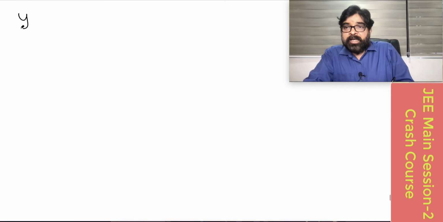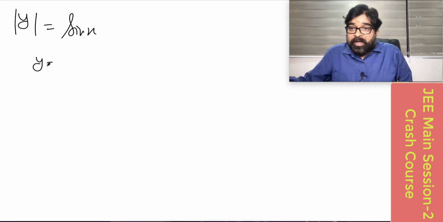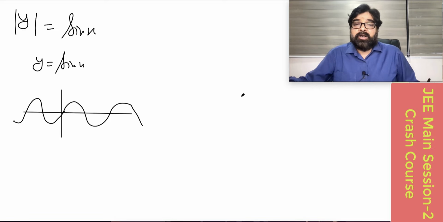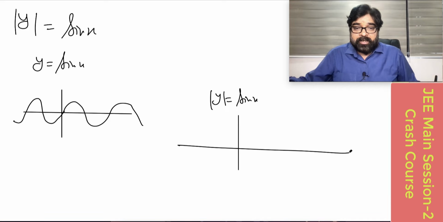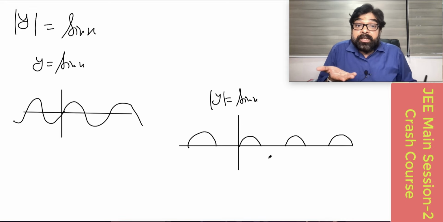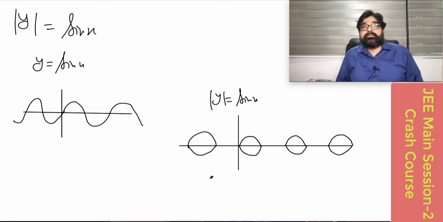For example, suppose somebody says draw mod y equal to sin x. So first I will draw y equal to sin x. Y equal to sin x graph, how is it coming? This way, something like this. Now eliminate third and fourth quadrant. If you eliminate them, how will the graph appear? This will be as it is, this is eliminated. And then imagine mirror here. So here nothing is there, but here the image will come. This, then this, then this, like that. Did you understand?